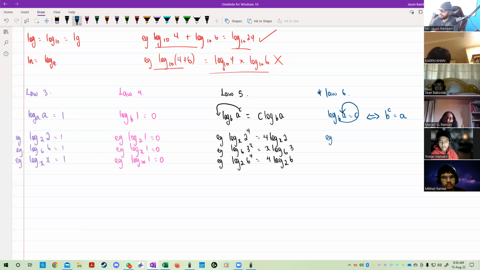For example, and now all of these examples I'm giving you are not mathematically correct. I am just illustrating the law, how it works. Log of 4 to base 10, let me say that's equal to 3. Hypothetically, that is equal to 3. And I want to change this logarithm to an index.